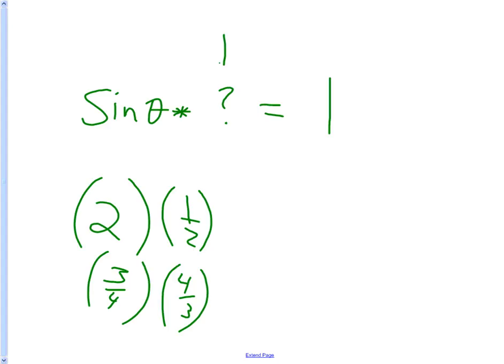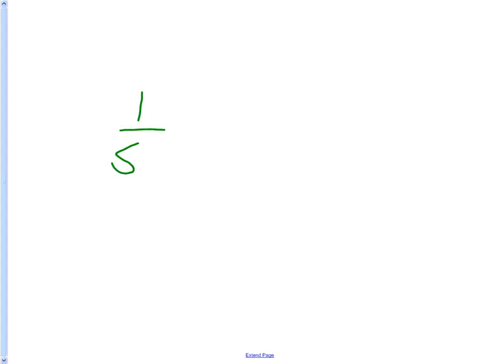So what sine times something makes 1? I need its reciprocal. What is its reciprocal function? Which one's reciprocal to sine? Cosecant. So cosecant of theta would be the answer here. Or another way to say the question would be like this: 1 over sine of theta.